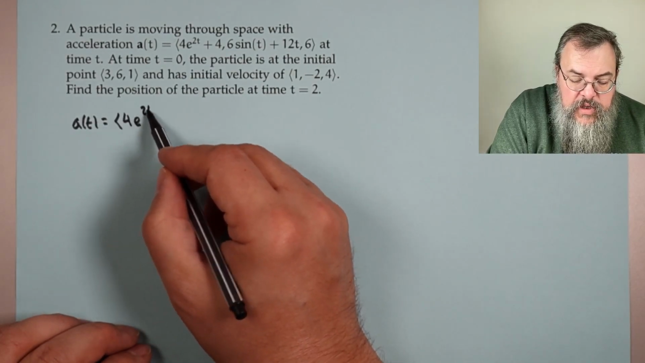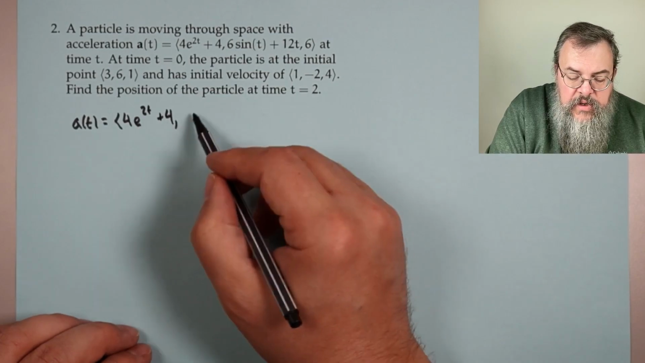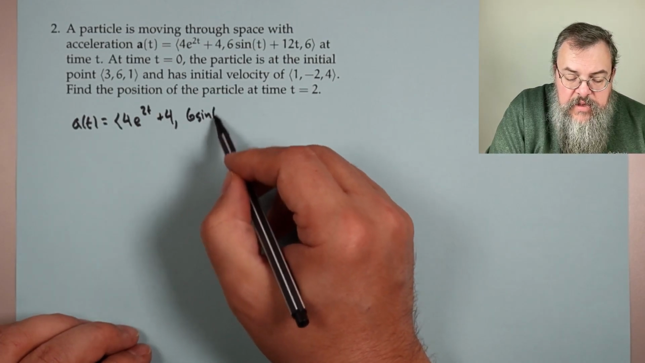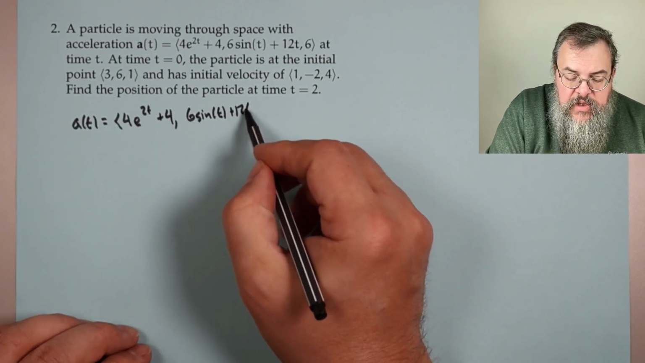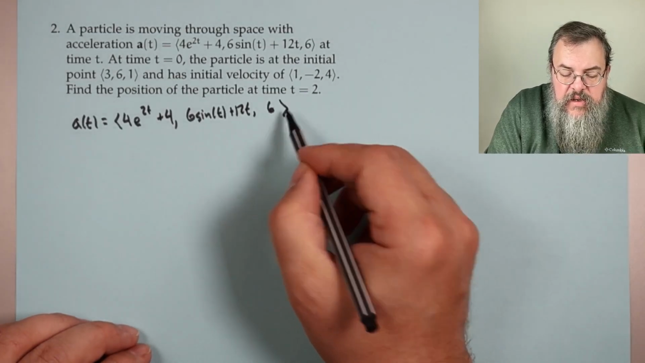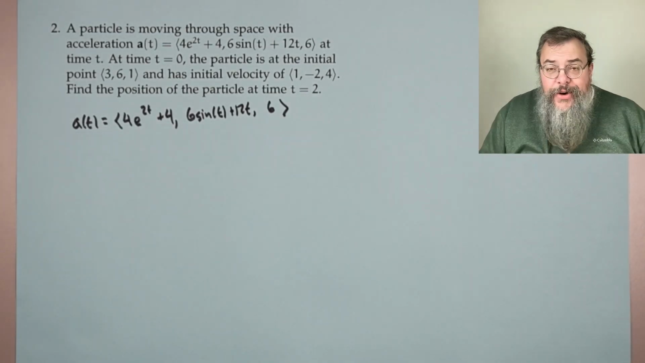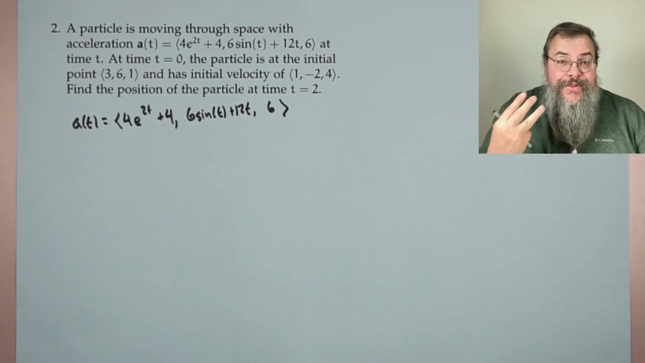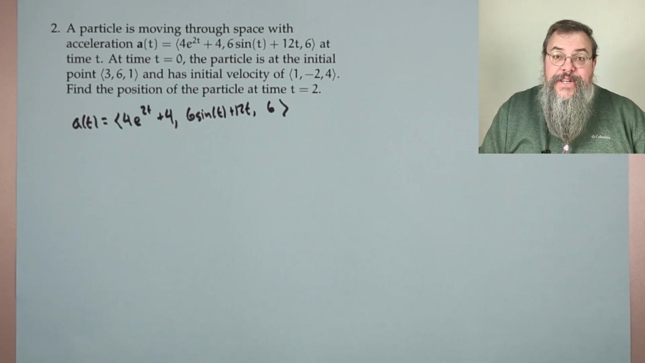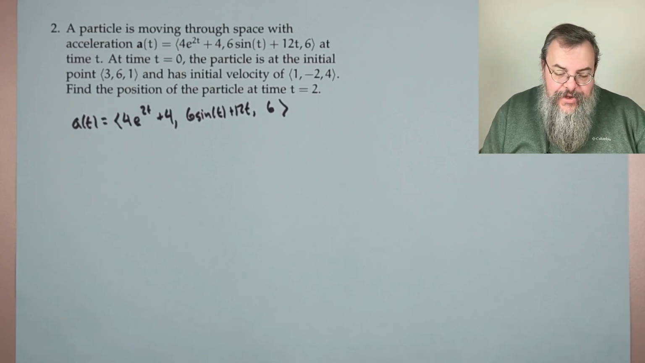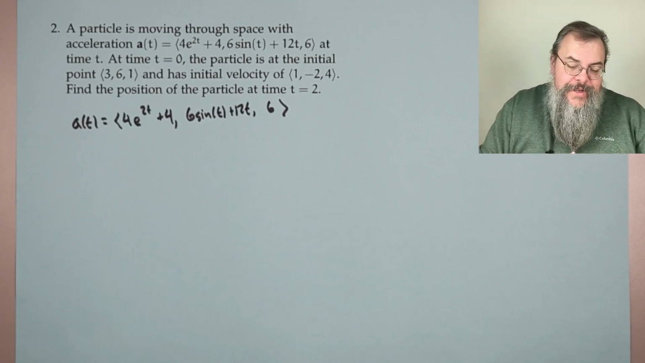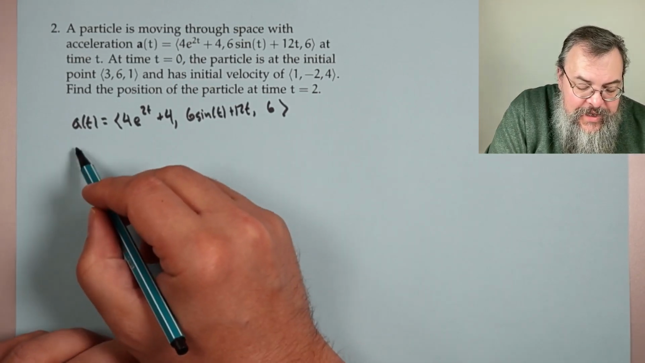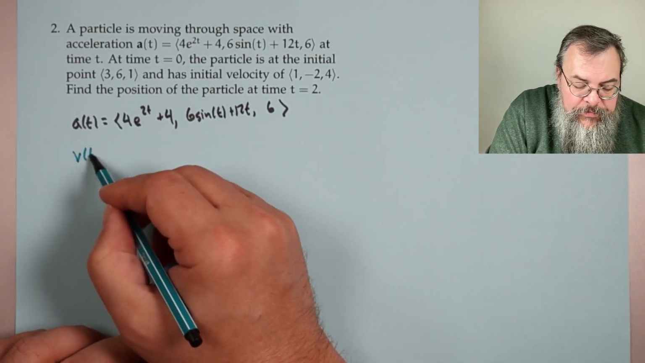4e^(2t) + 4, 6 sin t + 12t, and 6. Again, this is like a Calc 1 problem. We just have to do it 3 times, one for each slot. So let's go. Integrate once. So now we're going to integrate, and we're going to get velocity.